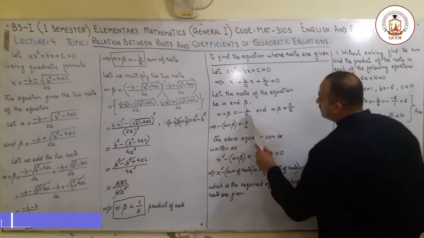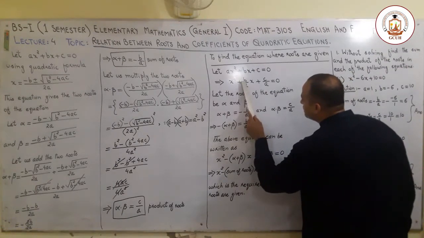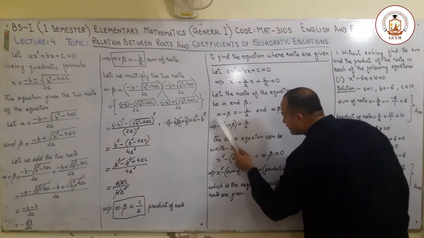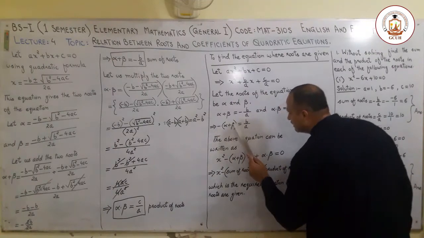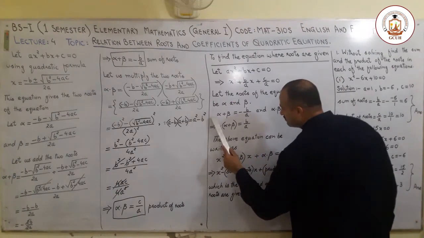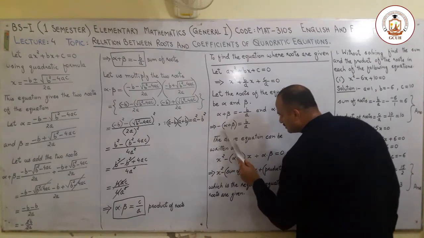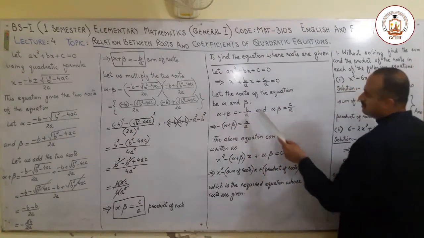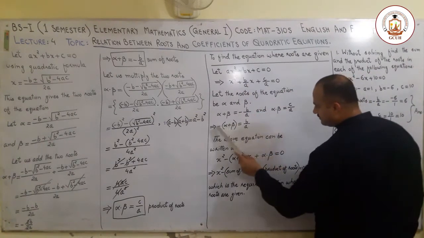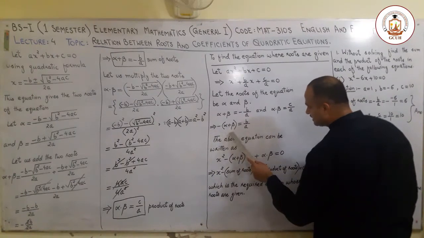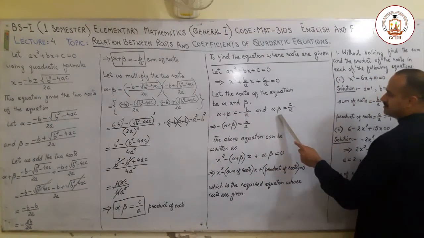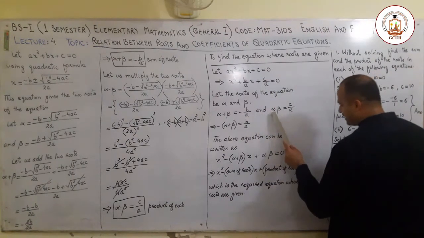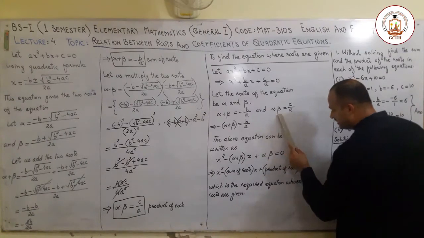So here you may notice that the fraction b upon a is present with a plus sign, but here it is with a minus sign. So let us multiply both these sides with a minus sign. So here we have minus times these two terms is equal to minus minus plus b upon a. So for b upon a we have the setting minus times alpha plus beta, and we also know the product of the roots is c upon a. Here we have c upon a.